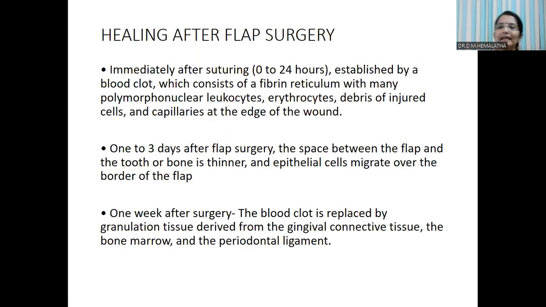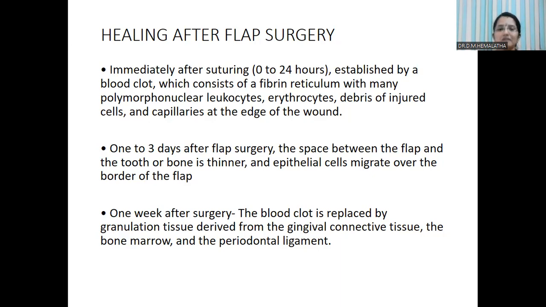Coming on to the healing after flap surgery: immediately after suturing, that is 0 to 24 hours, there is an establishment of a blood clot which has fibrin reticulum, PMNs, erythrocytes, etc. From 1 to 3 days after flap surgery, the space between the flap and the tooth or the bone becomes thinner, and the epithelial cells migrate over the border of the flap.